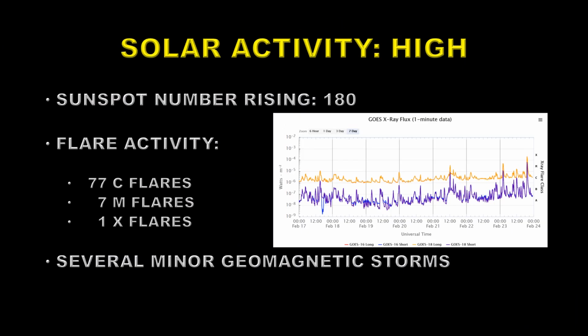Based on the last 24 hours, I would say that solar activity is high at the moment. The sunspot number has risen to 180. Over the week, the flare activity has been quite high as well. We've had 77 C flares, 7 M flares, and 1 X flare just a few hours ago. In fact, we've just had another M flare while I'm recording this. We've had several minor geomagnetic storms to go along with all this activity.